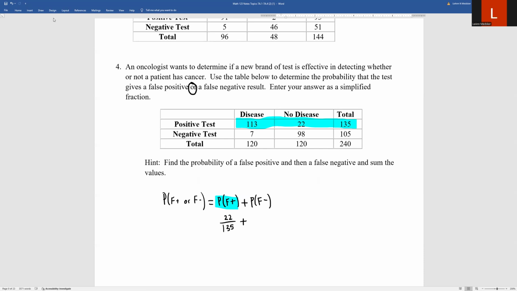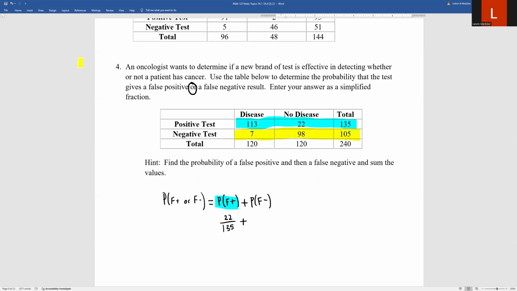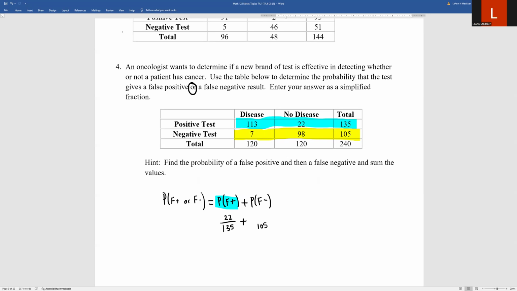And then, let's highlight in a different color, yellow. So the false negatives, we're focusing on the negative group. That's the negative test. So that's this row. And there's 105 of those. And remember, a false negative means you were told you are fine, there's no disease, but your body actually is sick. So that's those 7 people.